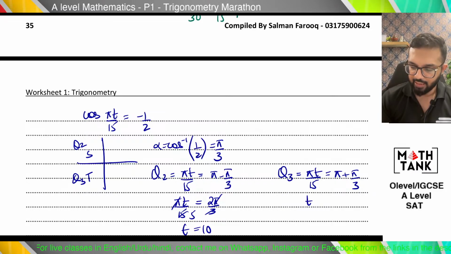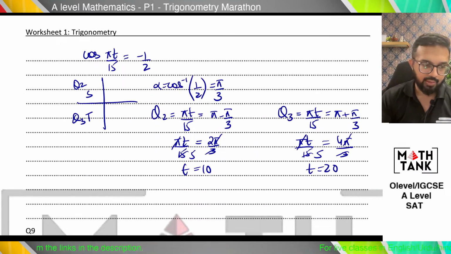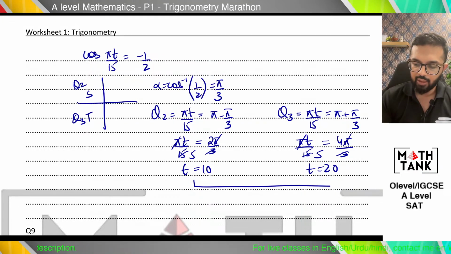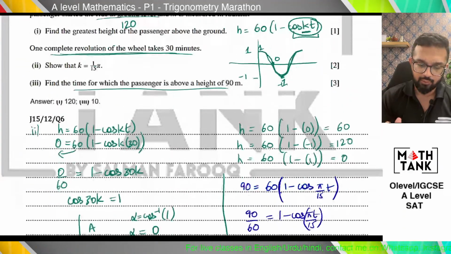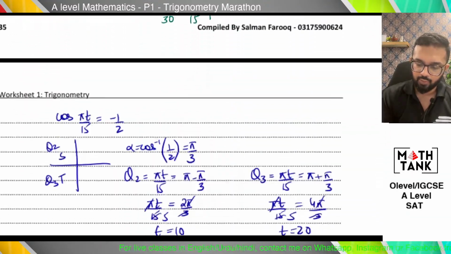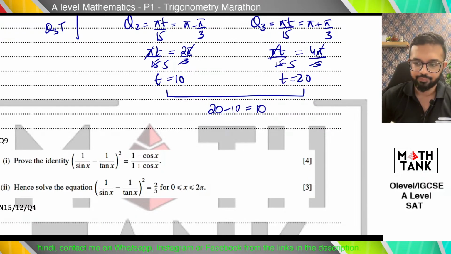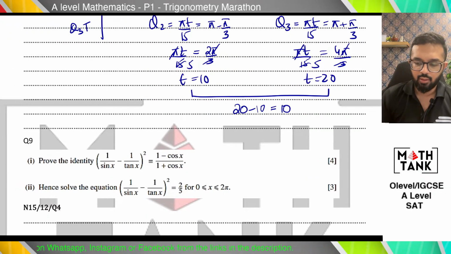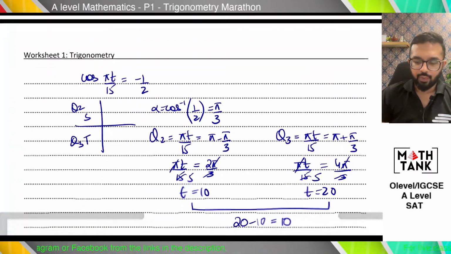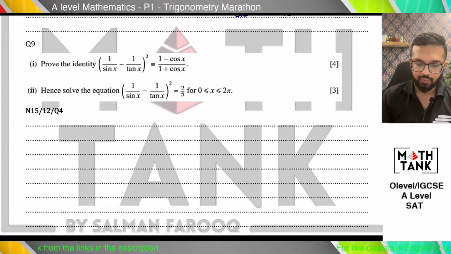And then again, it's at a height of 90 meters at, find this number, 20. So for how many minutes is it above a height of 90 meters? That's what the question is asking you. So it was during this time that the graph was above a height of 90 meters. So 20 minus 10 gives me 10 again. Okay, that was a tough question, but that is how you would solve it.